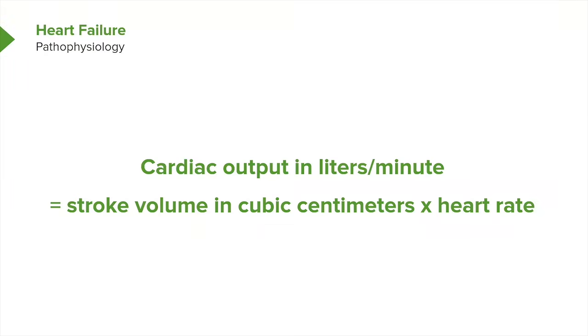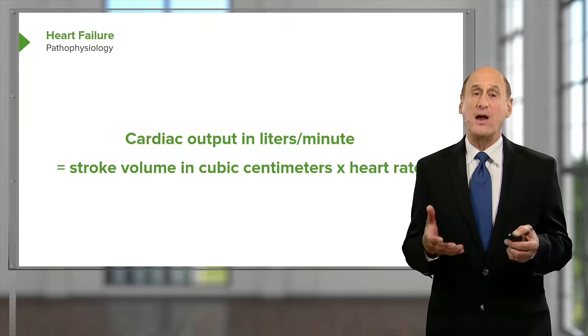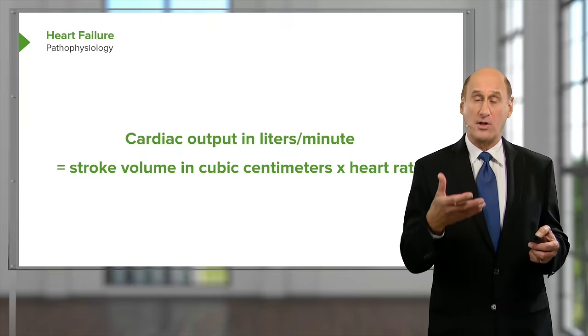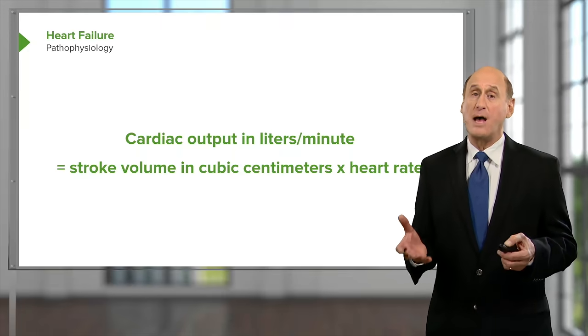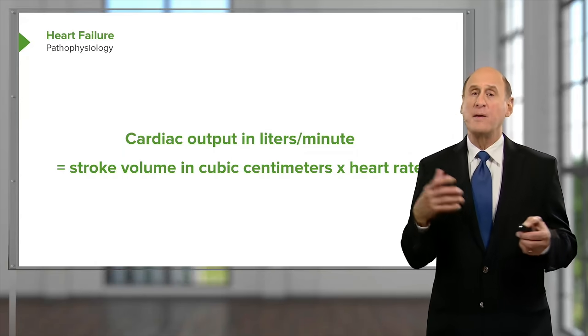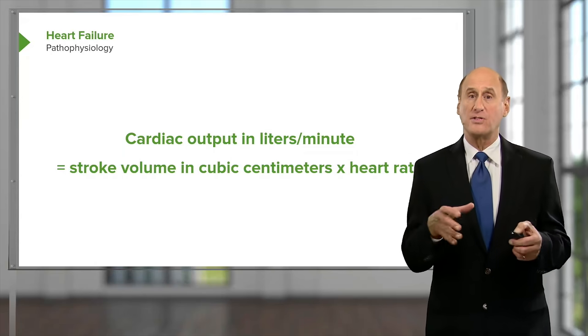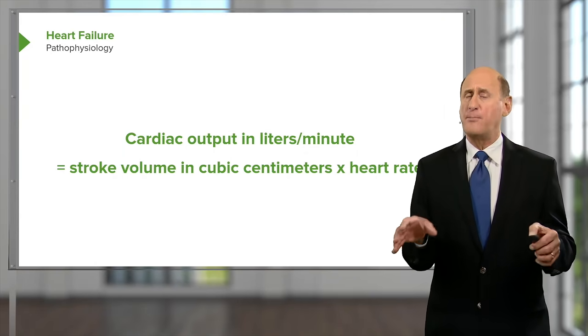So remember, stroke volume is the number of cubic centimeters that the heart puts out each time it squeezes, times heart rate, that's cardiac output. So when we have a reduction in stroke volume because the heart has been injured, sometimes you'll even see the heart rate go up because the central nervous system says, oh, cardiac output is falling.